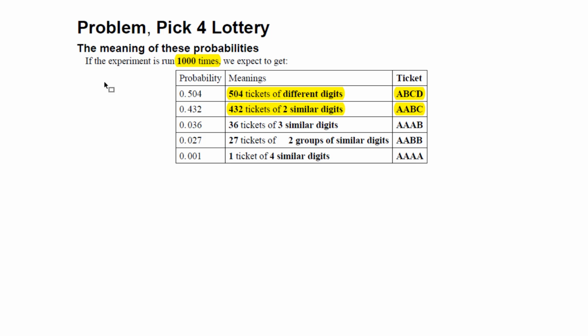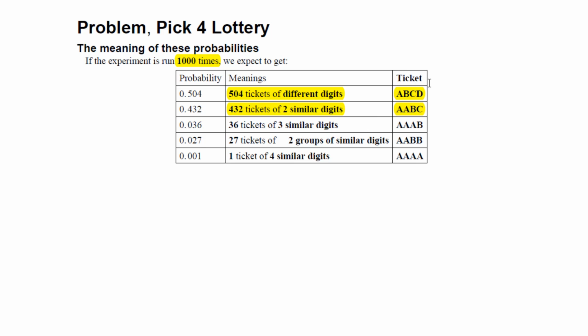So now the last question is, what is the meaning of these probabilities? If we run this experiment around 1,000 times, we expect to get 504 tickets of different digits, 432 tickets of 2 similar digits, 36 tickets of 3 similar digits, and 27 tickets of 2 groups of similar digits, and only 1 ticket of 4 similar digits.